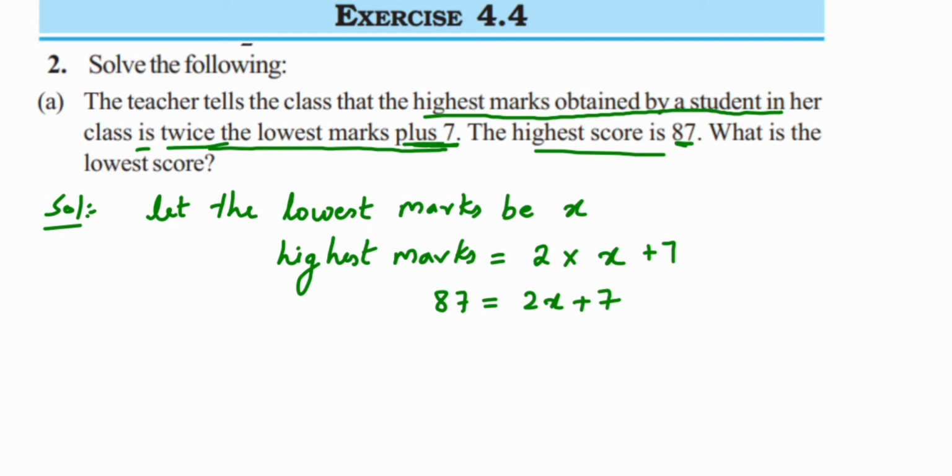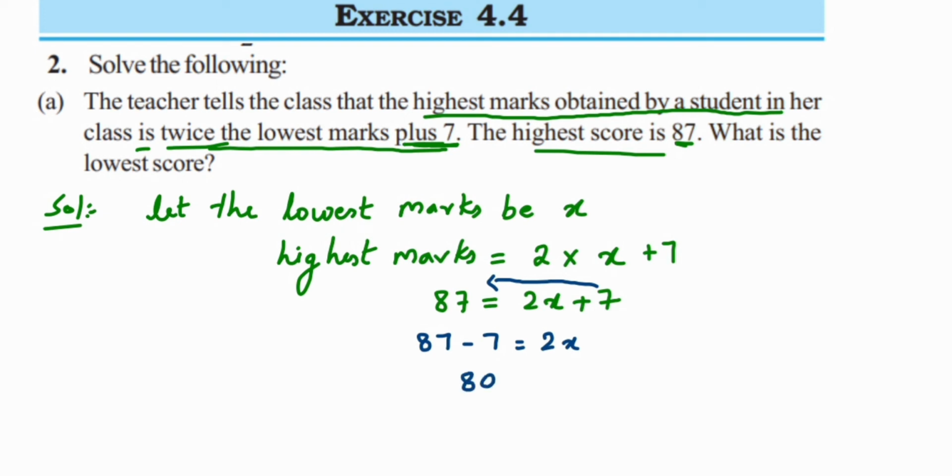So I'm going to use the transpose method. I transpose the 7 to the other side. So here we get 87 minus 7, because 7 is on plus on the right hand side. If you take it to the left hand side, it becomes minus. So 87 minus 7 is equal to 2x. 87 minus 7 is 80. So 80 is equal to 2x.